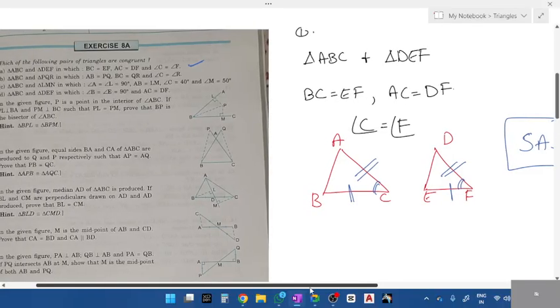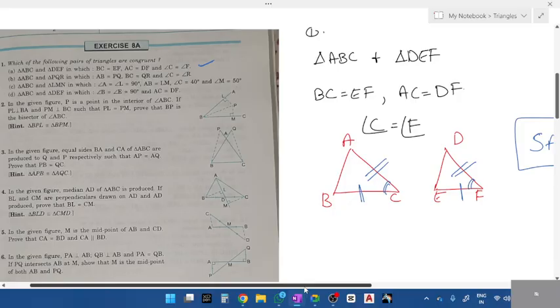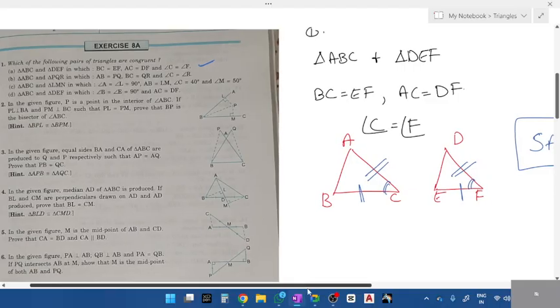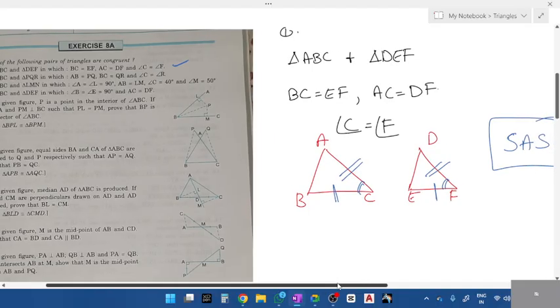See, first question. Whenever a diagram is not given, we have to draw it. And I'll tell you once again, the first exercise is very tough. The second exercise is easy to understand and solve. In the first one, the congruency part is a bit tough.